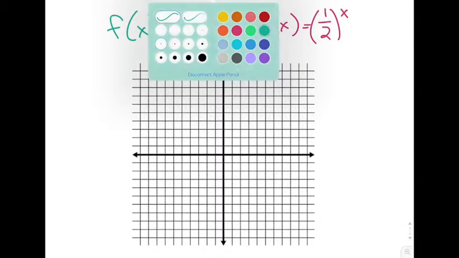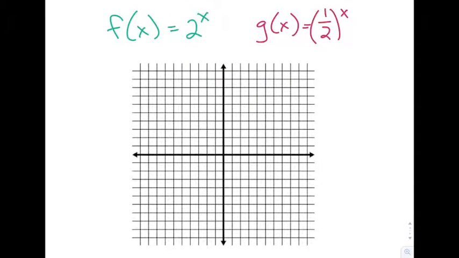So we'll start with f of x equals 2 to the x. At 0, we said that it went through 1. 2 squares up will be 1. At x equals 1, it goes through 2. At x equals 2, it goes through 4. At x equals -1, we have 1/2. And at x equals -2, we have 1/4. So our exponential function f of x equals 2 to the x looks something like this.